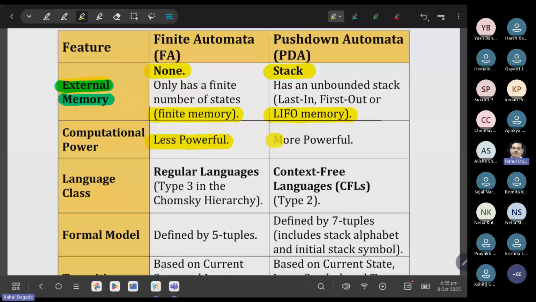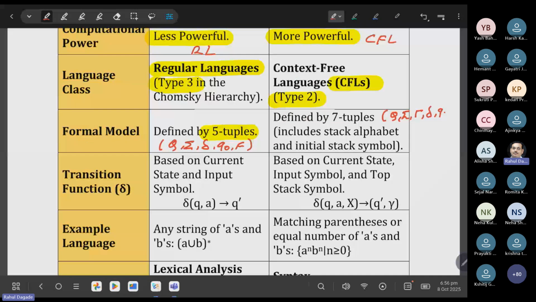While this is represented as a 7-tuple, what are those 7 tuples? Q, sigma, tau, delta, Q0, Z0, F. Okay, so these are the 7 tuples. These 7 tuples include the stack alphabet and the initial stack symbol. So these two extra things are there in the definition.